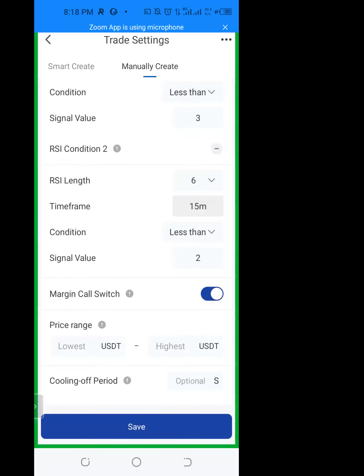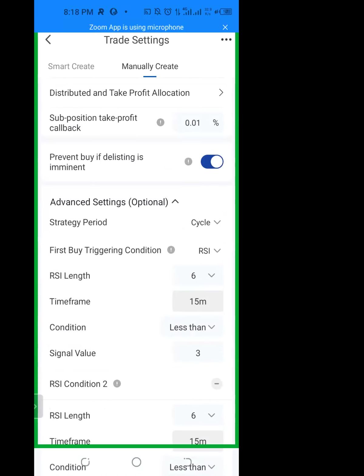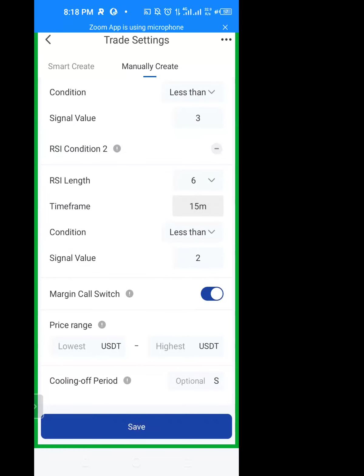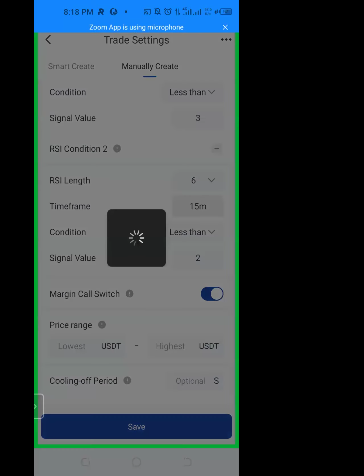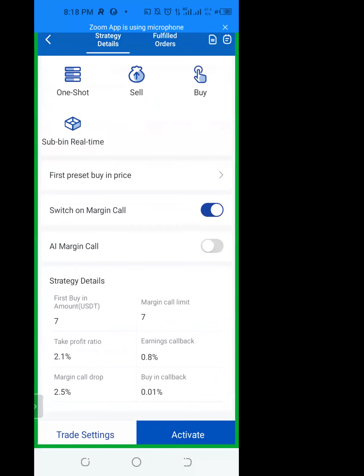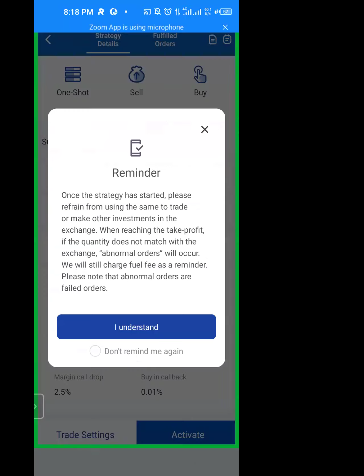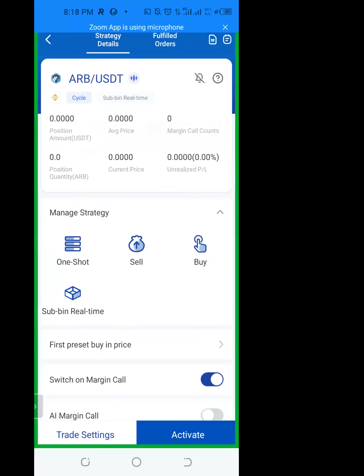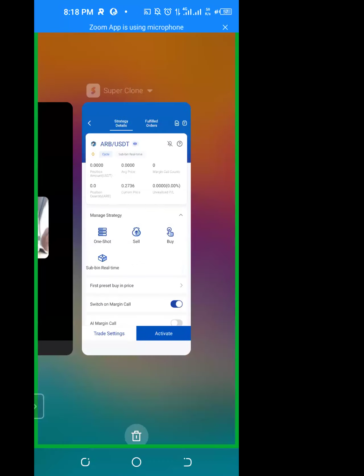So this is how we can use the RSI automation. Then we can change this one, leave it as cycle, save, confirm. Then you can now activate and start your trade. So that's how you can use the RSI.